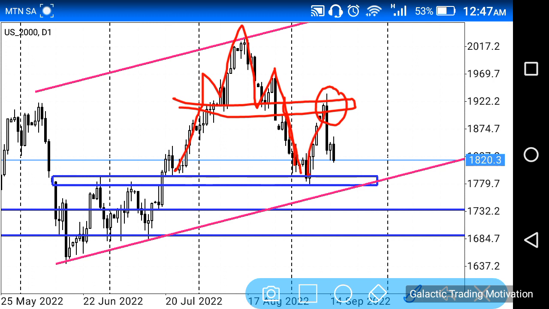And that is because as much as this level is the neckline of the head and shoulders pattern, it is also a very strong level of resistance because we had multiple rejections at that level. As you guys can see, right, we had multiple rejections at that level.